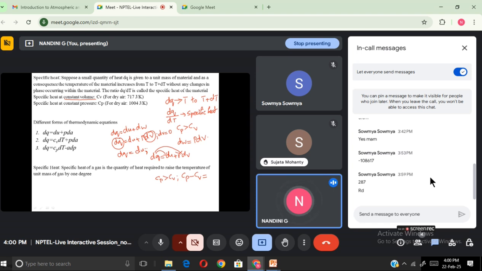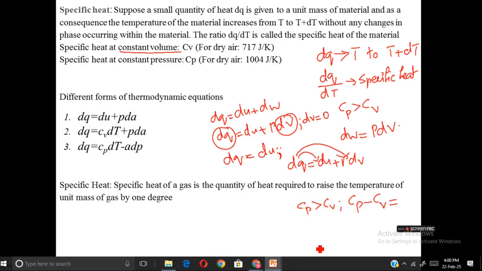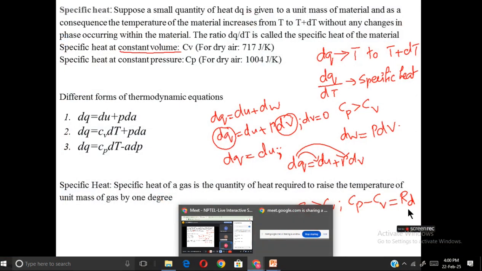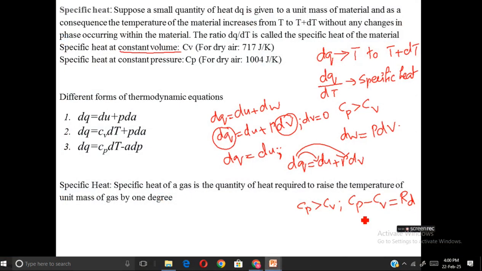Yeah. 287 is basically R. Cp minus Cv is basically R. So that is another important relationship. So Cp minus Cv is given by R.